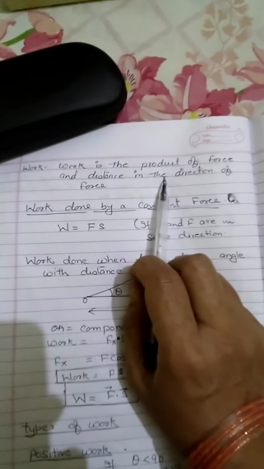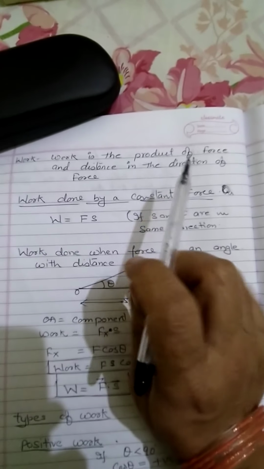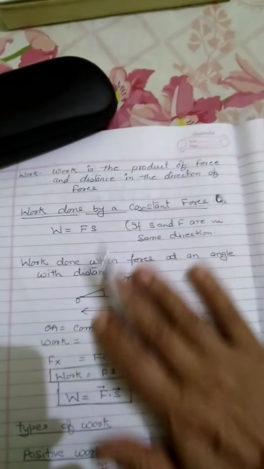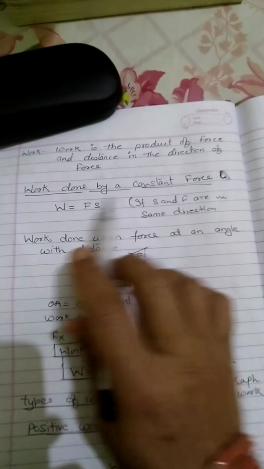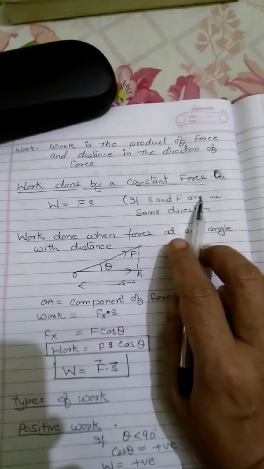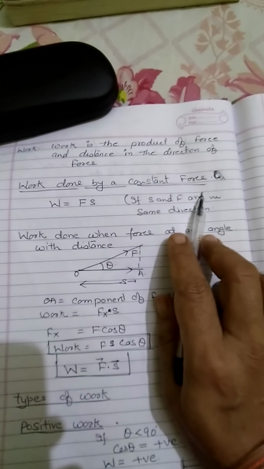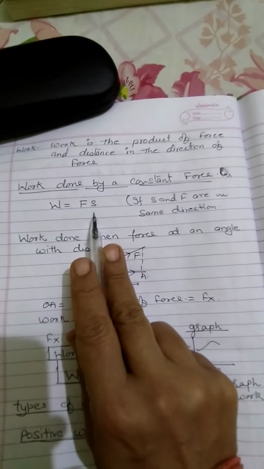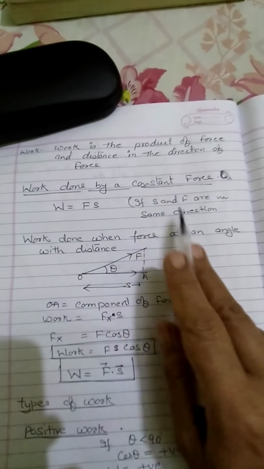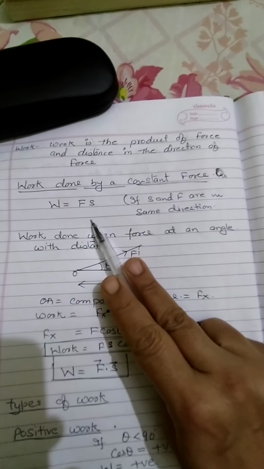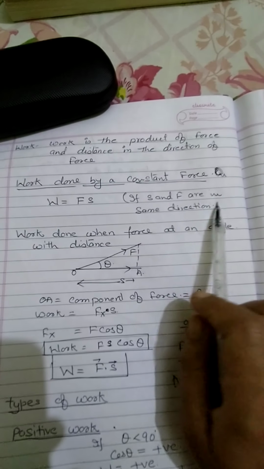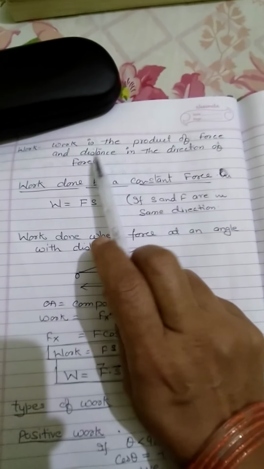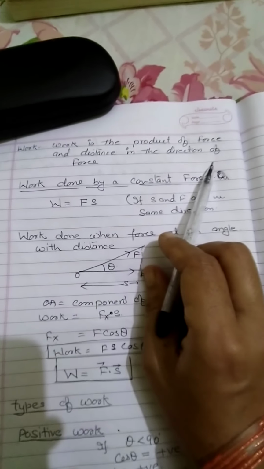Okay, now for this we should know that every object is considered as a point object, then only we will be talking about all these things. Now, work done by a constant force. If force is constant, then simply as the definition says, work done is equal to force into displacement. But it is in the case when the displacement and the force are in the same direction, because it has been mentioned here that the force and distance should be in the same direction.